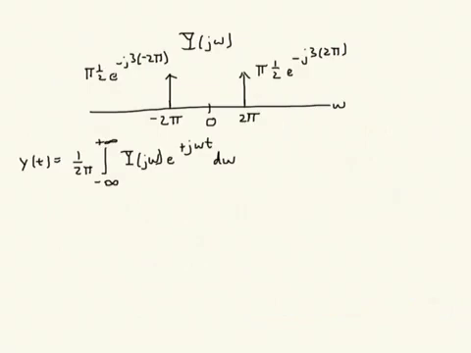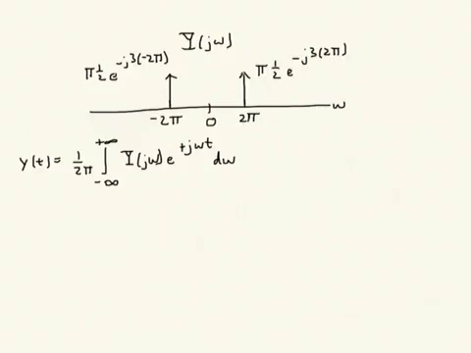So I've recopied what I had before. Y of j omega is just going to be this, right? It'll be these two impulses, and they have areas. The first one has an area of pi times a half times e to the minus j3 times minus 2 pi. Again, this is just the frequency response, and the pi was from the original X of j omega transform. And this is the same thing over here. Now we're just evaluating the frequency response at 2 pi instead of at minus 2 pi.